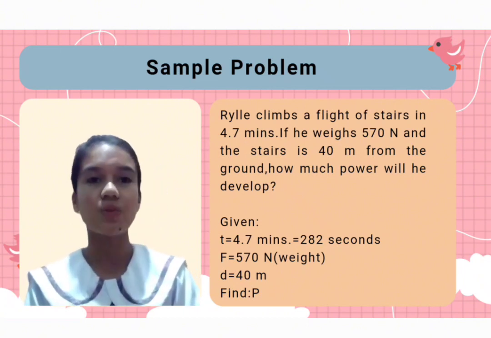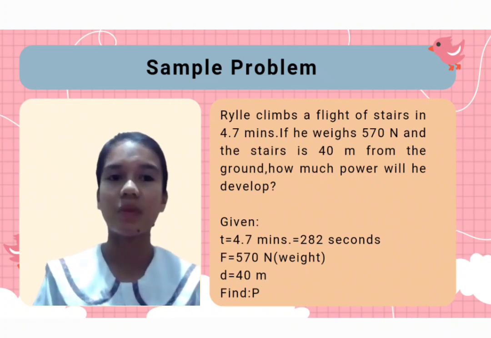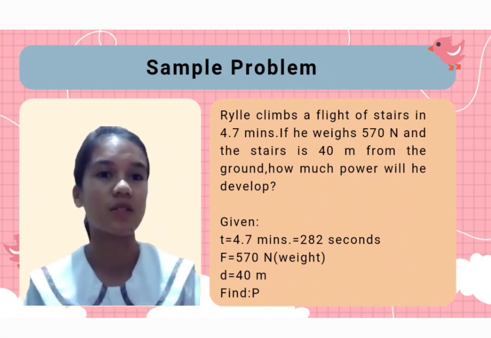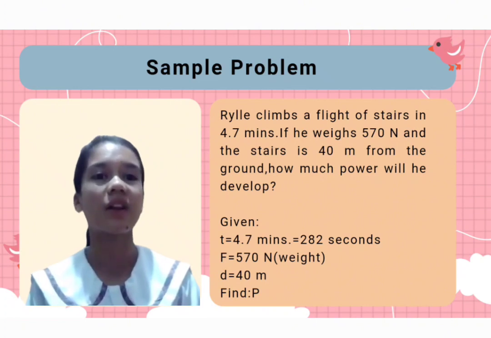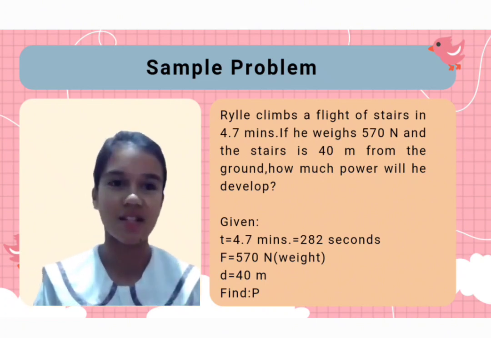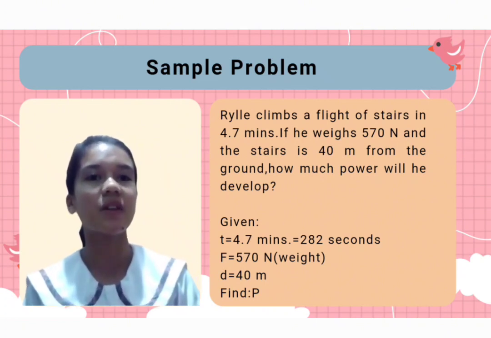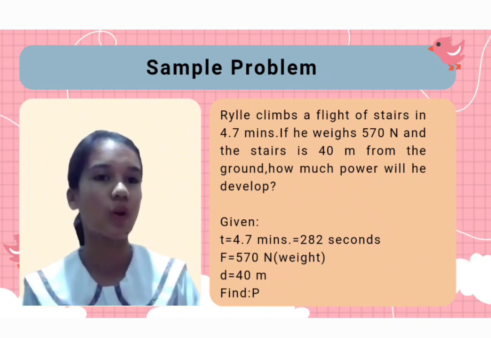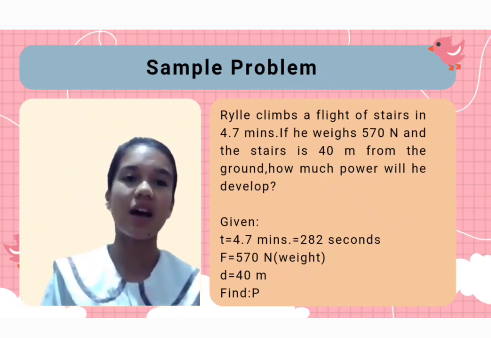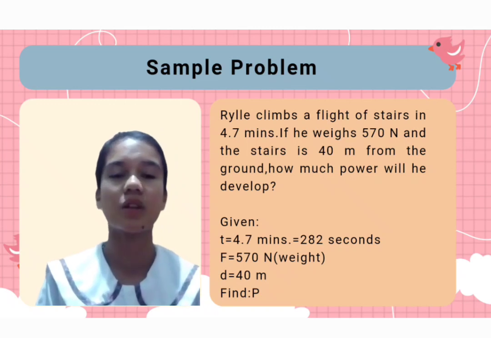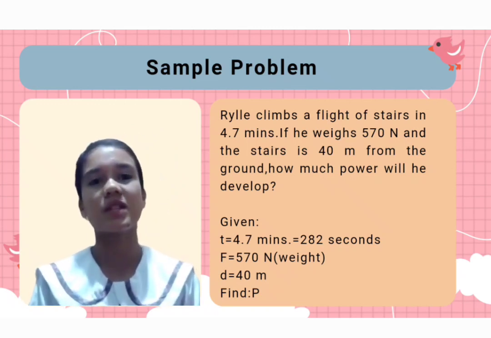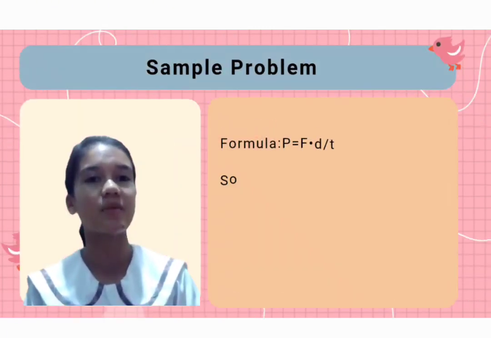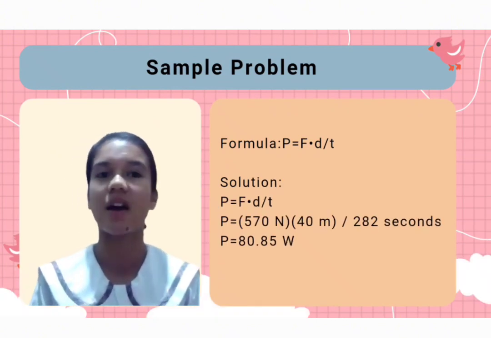The givens of this problem are 4.7 minutes, but we need to convert this into seconds, and it will become 282 seconds, and that is the time. The 570 newtons is the weight or the force, and lastly, the distance, which is 40 meters. And the formula to use is P is equal to force times distance divided by the time.